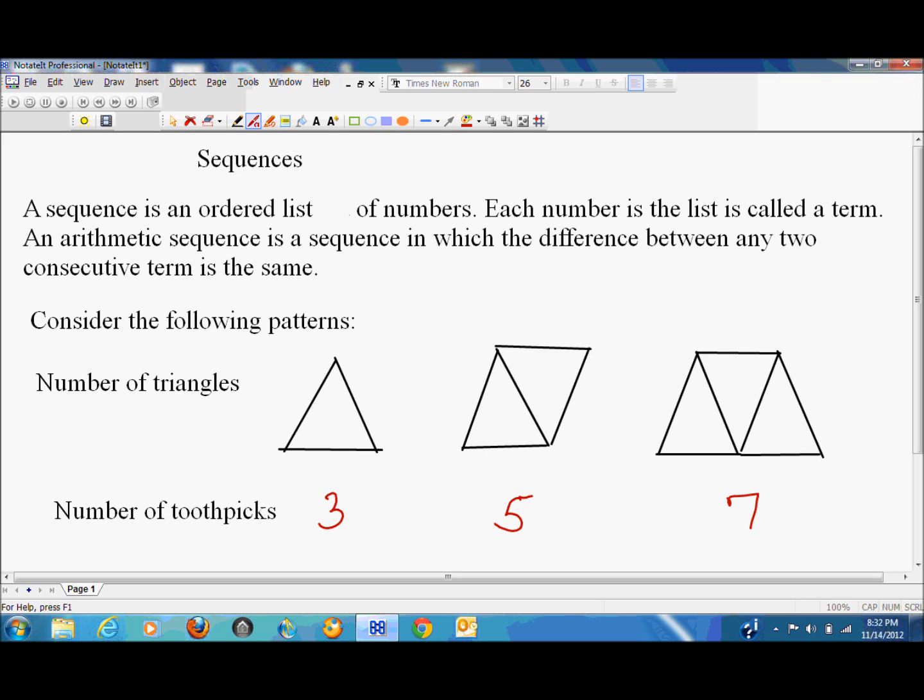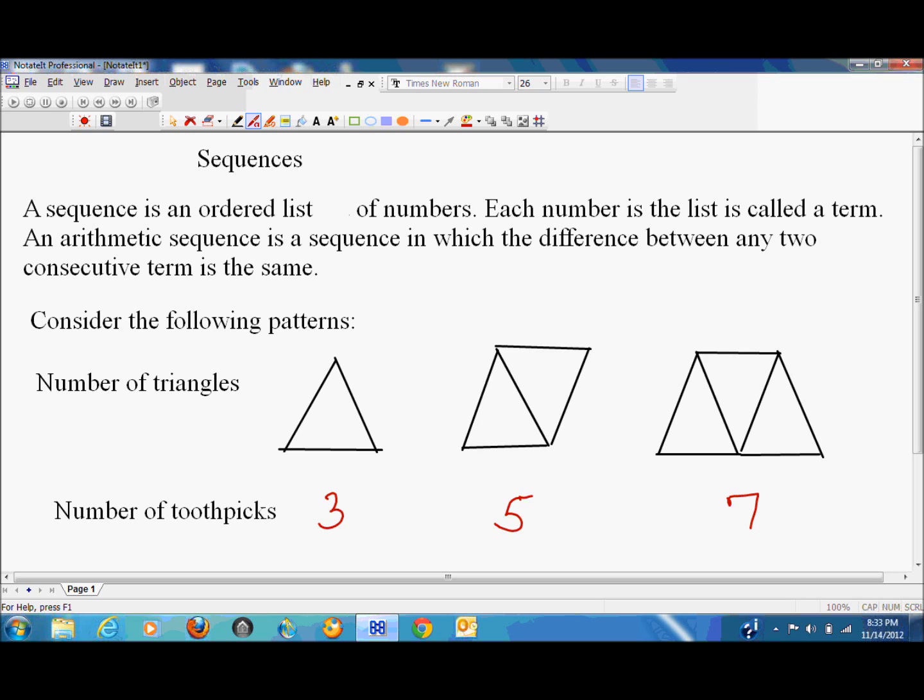And an arithmetic sequence is a sequence in which the difference between any two consecutive terms is the same. What in the world are we talking about? Well, let's see if we can first come up with how we find or create these particular sequences.